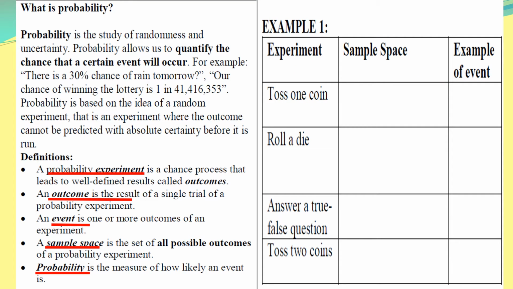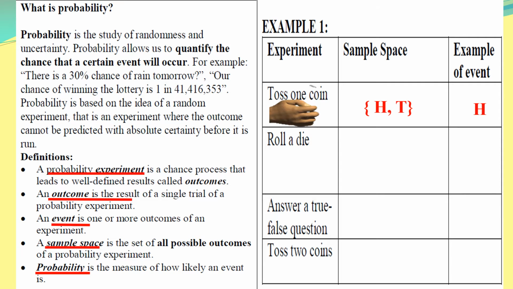Let's look at example number 1. Given an experiment, you are going to identify the elements of the sample space and give an example of an event. Toss one coin. What are the elements of the sample space? A coin can only have two outcomes, the head or the tail. So the elements of the sample space are head and tail. An example of an event is head, or it could be tail.